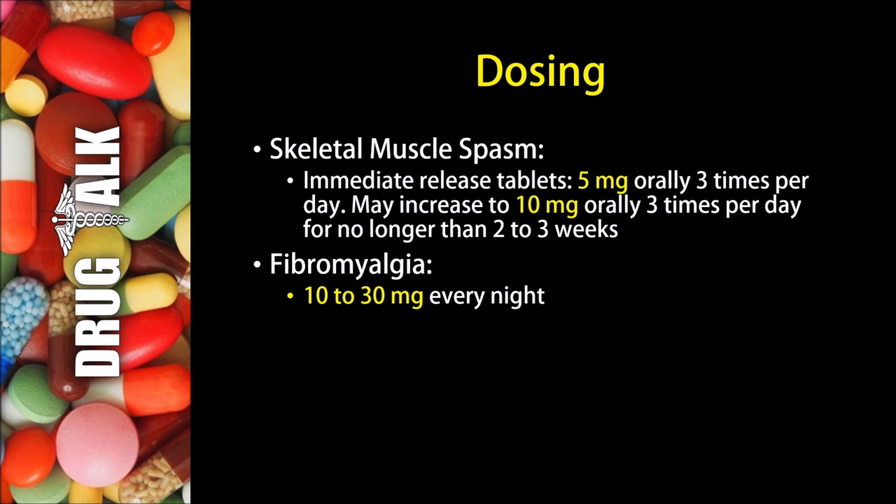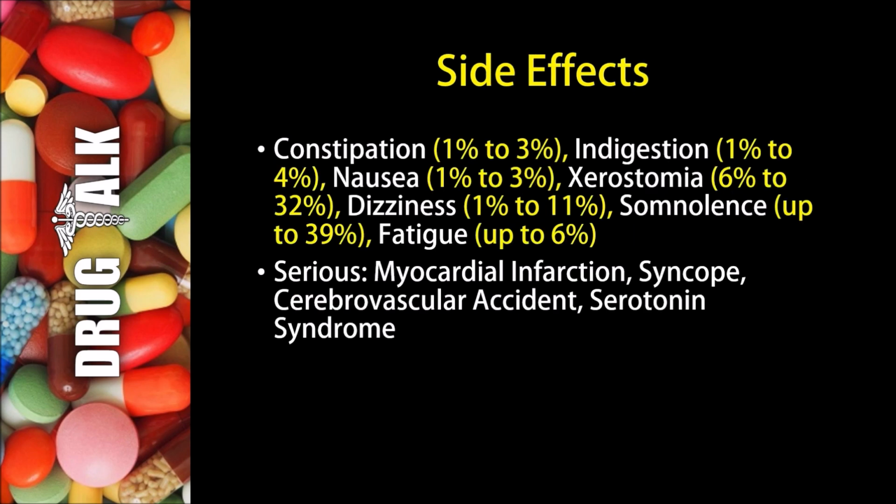Now, as with all medications, there are some side effects or adverse reactions that patients may experience while using cyclobenzaprine, so let's talk about some of them. Some patients may experience constipation. That may happen 1 to 3% of the time. 1 to 4% may experience indigestion. 1 to 3% may experience nausea, and xerostomia or dry mouth may happen 6 to 32% of the time. 1 to 11% may experience dizziness, and somnolence may occur up to 39% of the time. Fatigue can happen up to 6% of the time.